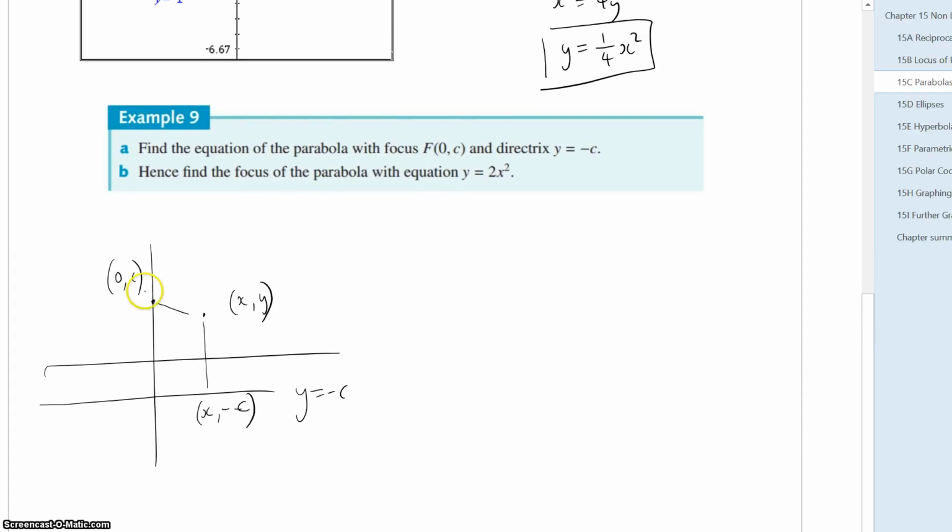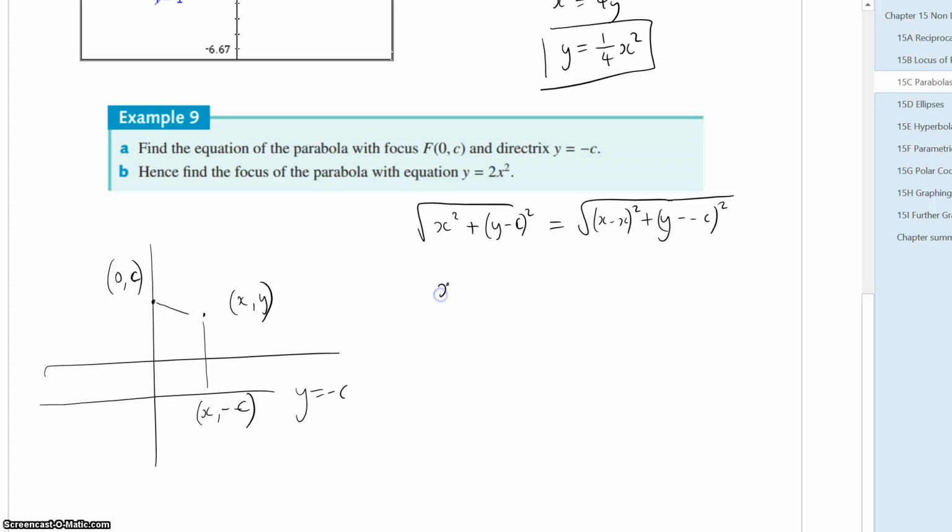So I'm going to get the distance between this point and the distance between these two points here. So I get the square root of (x minus 0) squared plus (y minus c) squared. It does look like a 1, it's actually a c. And that equals the square root of (x minus x) squared, which ends up being 0, plus (y minus negative c) squared. Okay, and now I'm going to solve this equation.